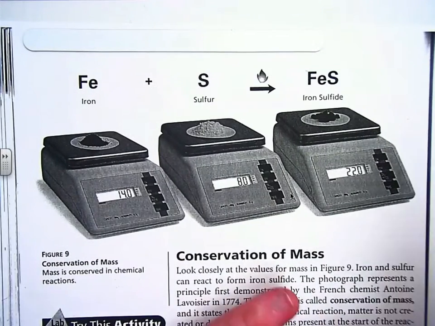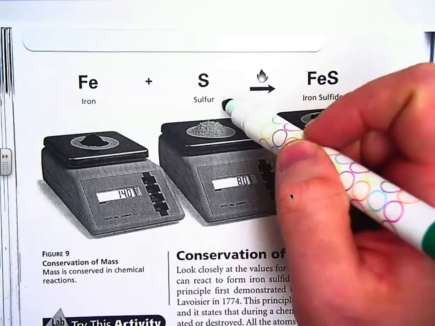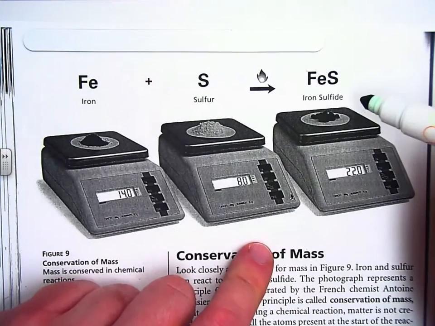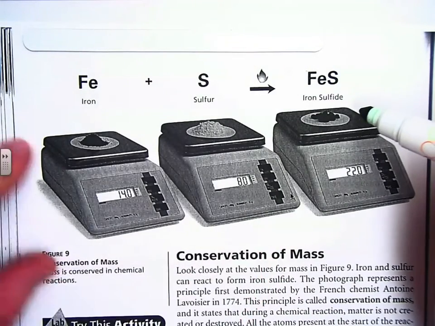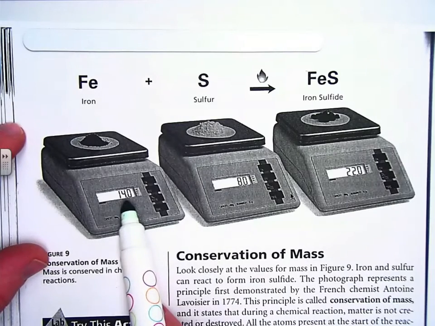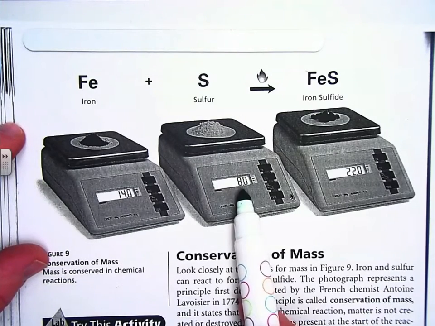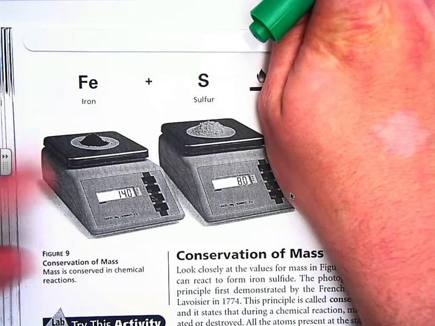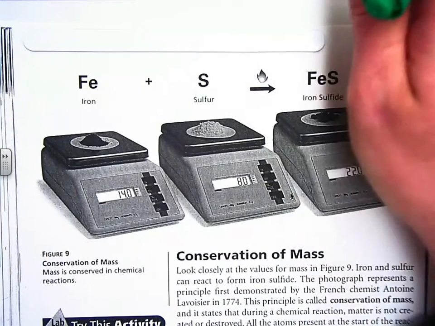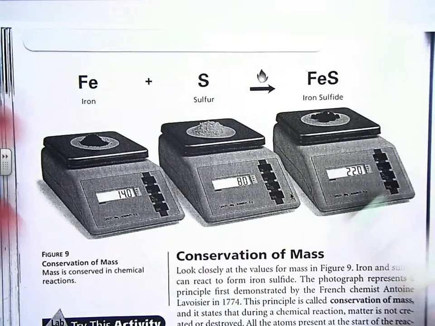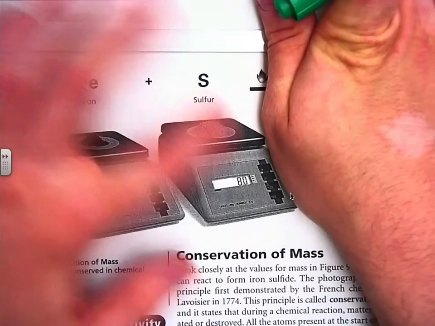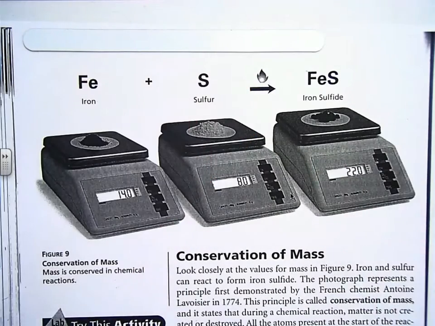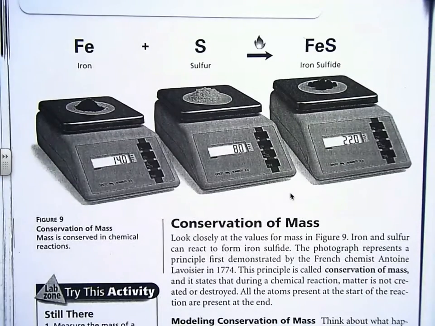Here's another equation. Iron plus sulfur yields, in the presence of heat, iron sulfide. Okay, and check this out. 14 grams plus 8 grams. So what is 14 plus 8? Any guesses? If you say 22, you're right on the money. Check it out. The weight of the reactants equals the weight of the product. There's no change. And that's what we're getting at right now, the conservation of mass.